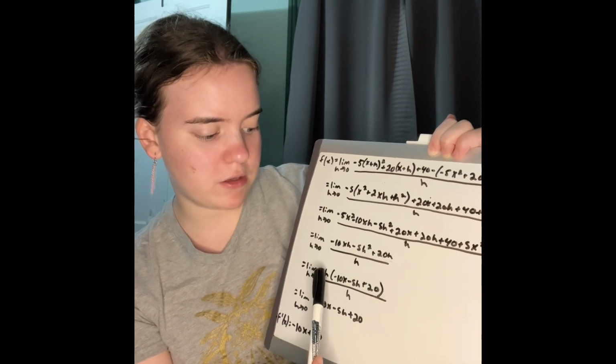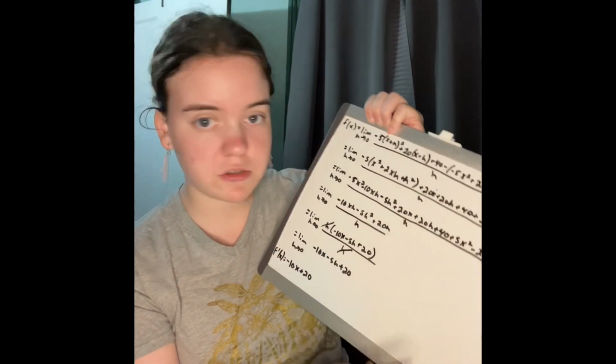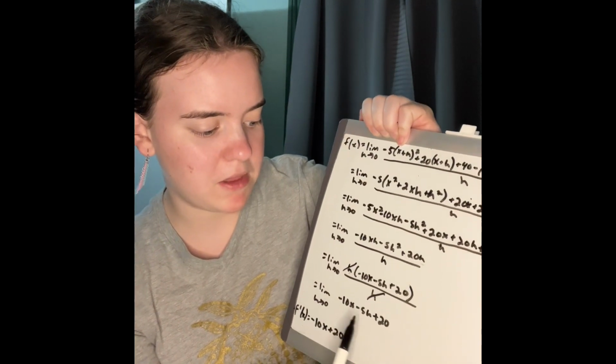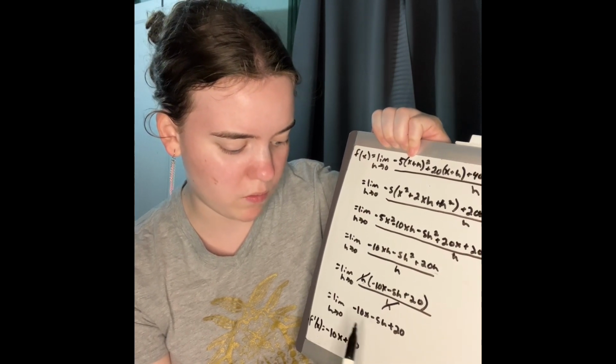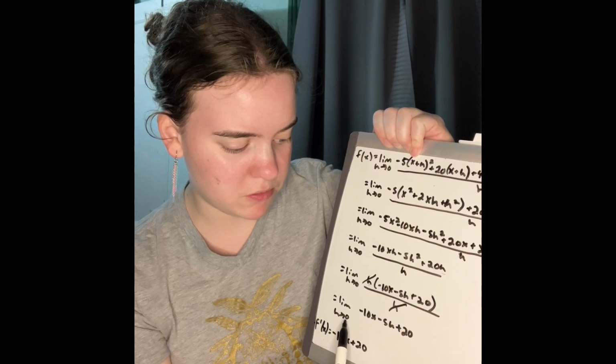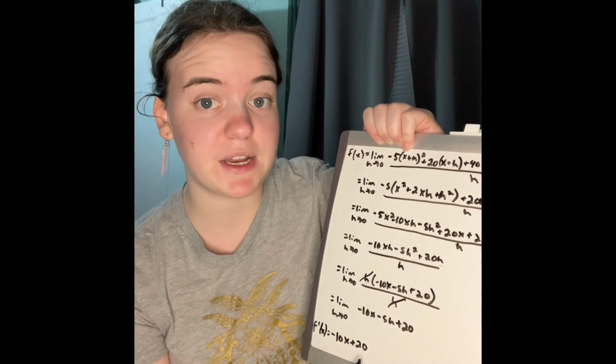And then we take the h out of the top as much as we can, and then here, cross that h out, and then bam, that's what we're left with. And still we can get rid of that 1 over h because that's the goal by using the limit as h approaches 0. So 0 is going to go into that h. So we're just going to end up with 10x plus 20 as our derivative.